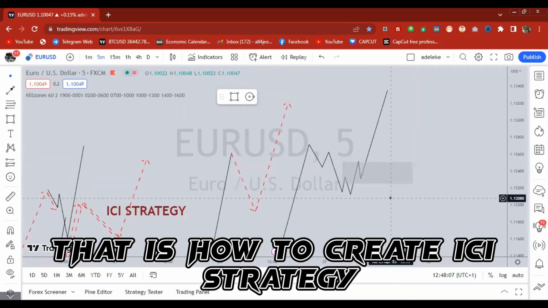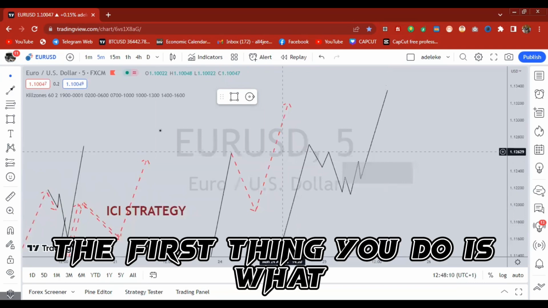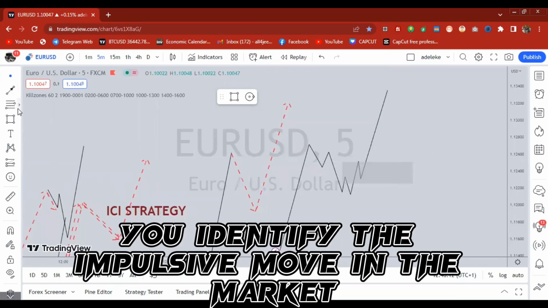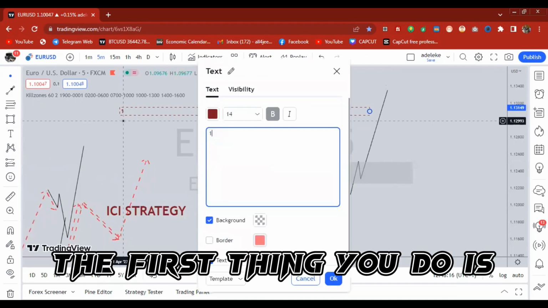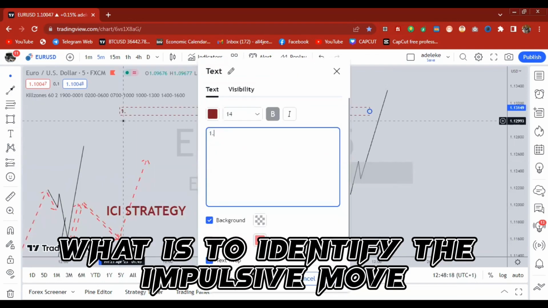So that is how to trade ICI strategy. The first thing you do is identify the impulsive move in the market.